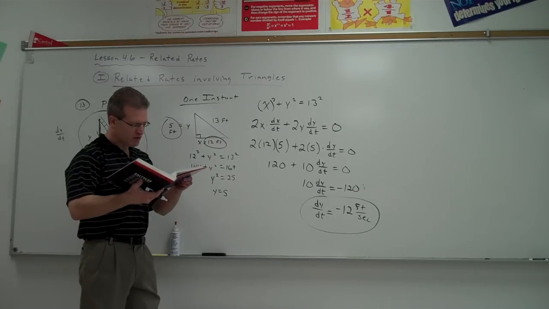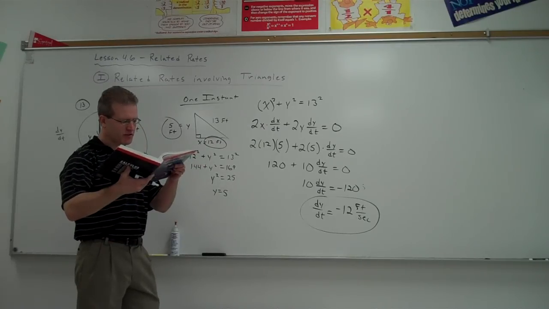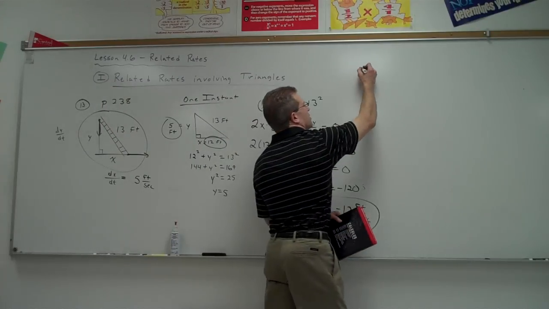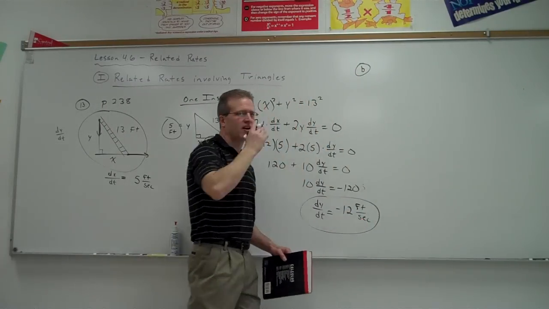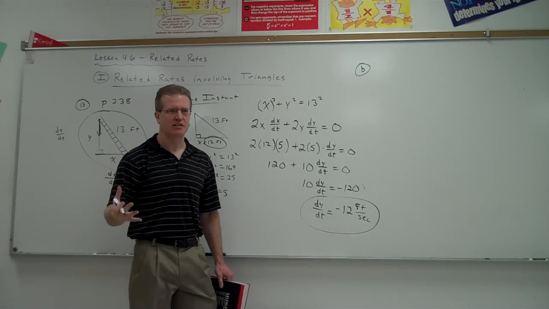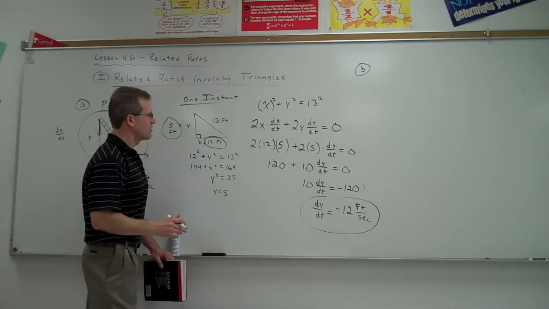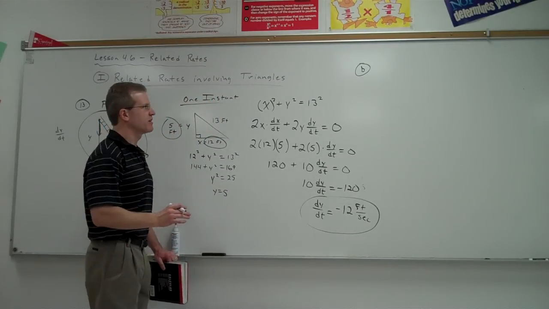Okay, let's go to part B. At what rate is the area of the triangle formed by the ladder, wall, and ground changing at that moment? So now they want to know how fast the area is changing. So you're going to do dA dt. So if you want to know about the area, we have to write an equation for the area.